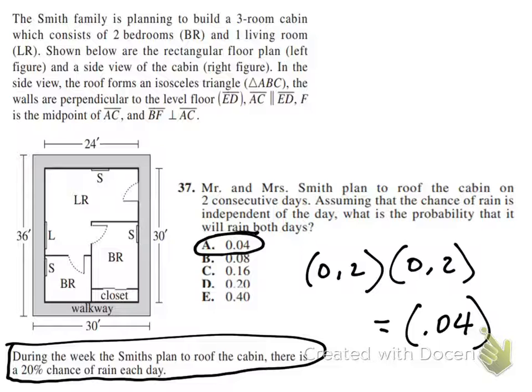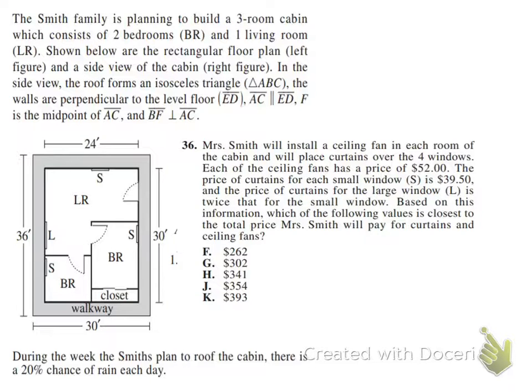2 days, 2 probabilities, multiply them. Independent is the important word. You're not going to have any probabilities that aren't independent probabilities on the ACT. That's more complicated statistics than they ask. Now let's go back to the original problem. I want to show y'all something.